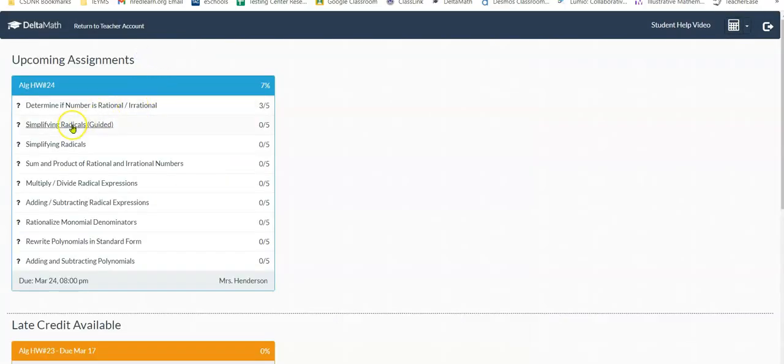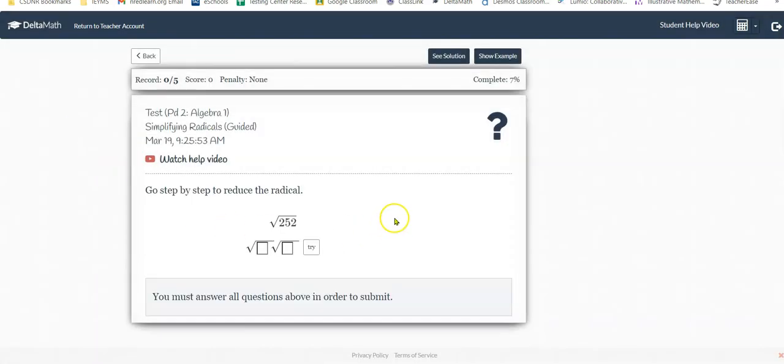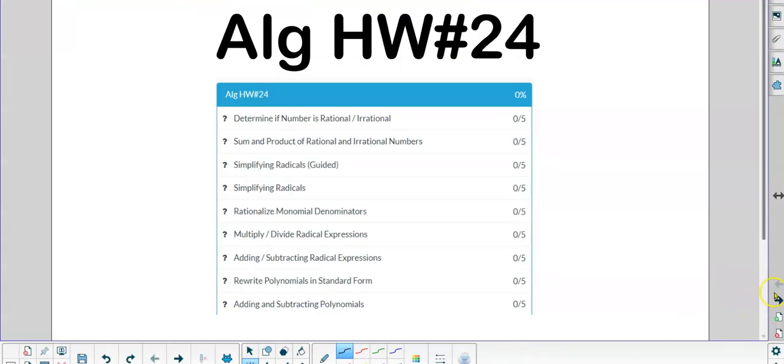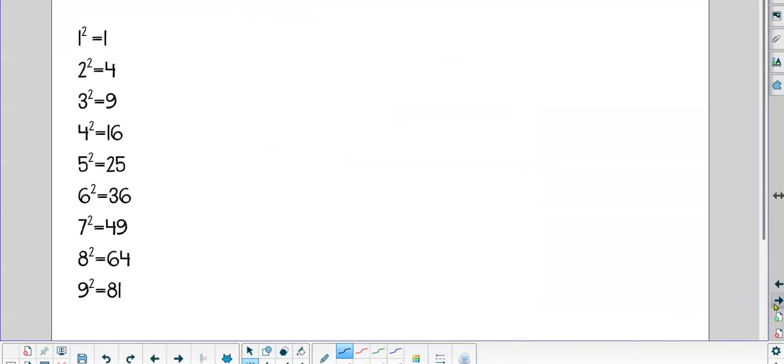All right, let's take a look at the next topic, simplifying radicals. This is a guided version, so it's going to walk you through each step before you can submit it. So the square root of 252 has to be broken down into 2 separate factors. The goal of writing it as 2 factors is that you look for these perfect squares. Now I only have the first 9 written here. There's more than 9 perfect squares, but this will help us to get started.